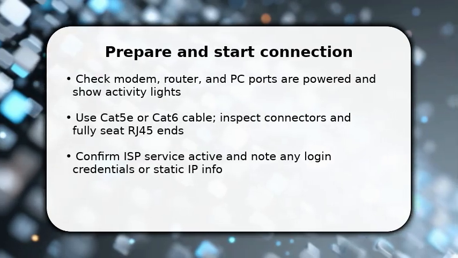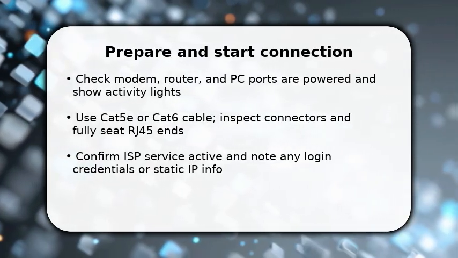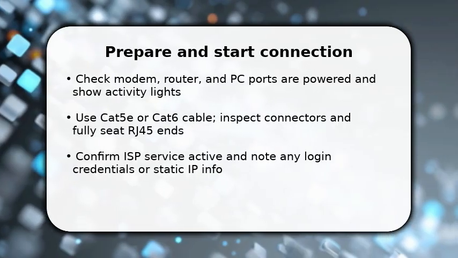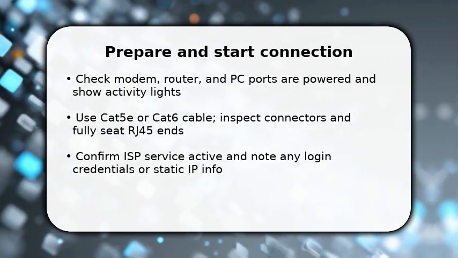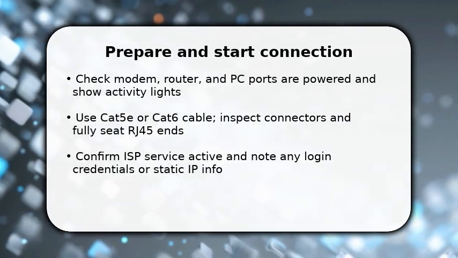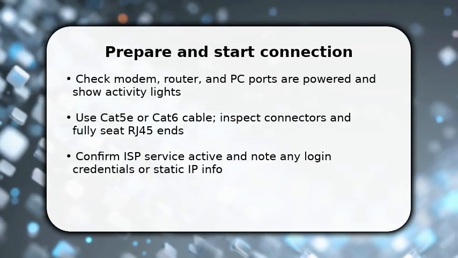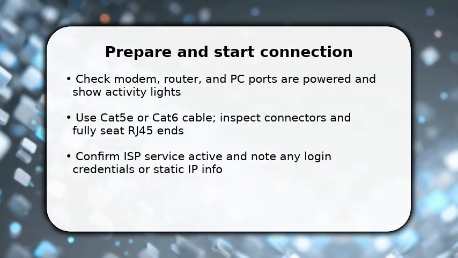You begin by verifying prerequisites. Power the modem and router and confirm ISP service. This ensures the upstream link is live. Plug a known good Cat5e or Cat6 cable into your computer's Ethernet port and the router LAN port. You should feel the click. Once done, look at link/activity LEDs to confirm physical connectivity.